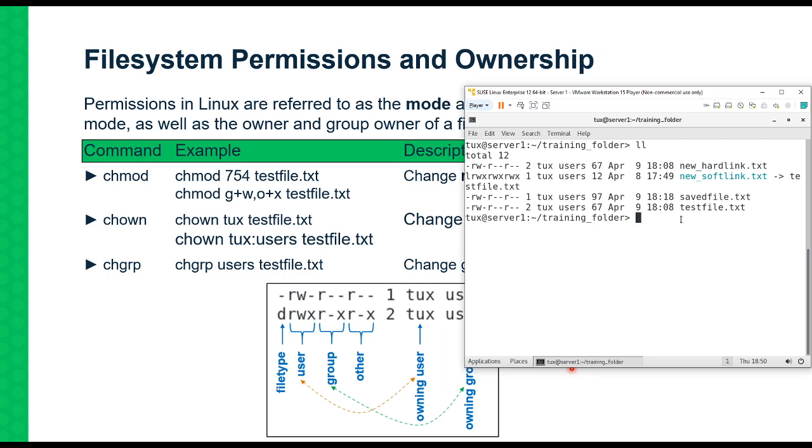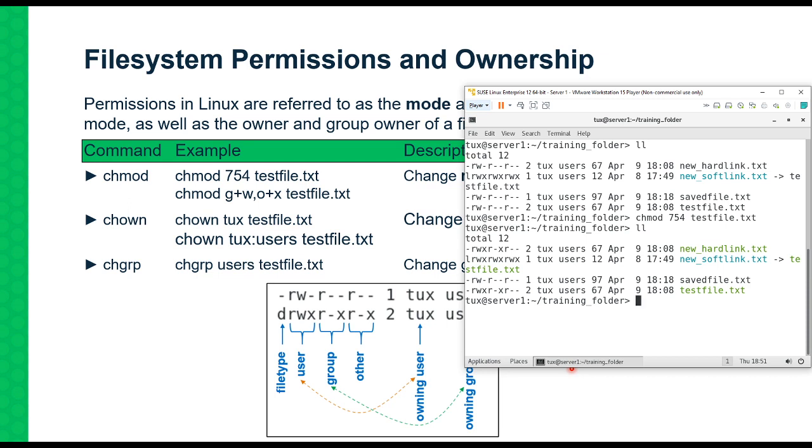The first one we'll do is chmod 754 test file, and let's hit enter. Let's do a ll and see what was changed. So now we will see that our permissions have changed on this file, and it has turned green.